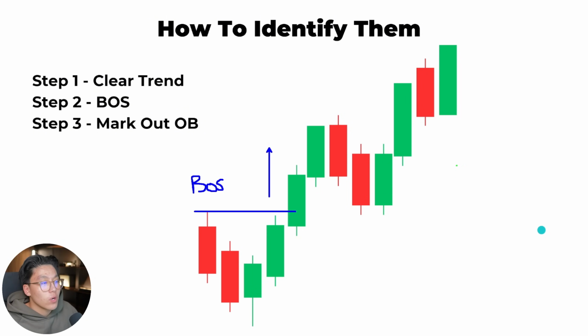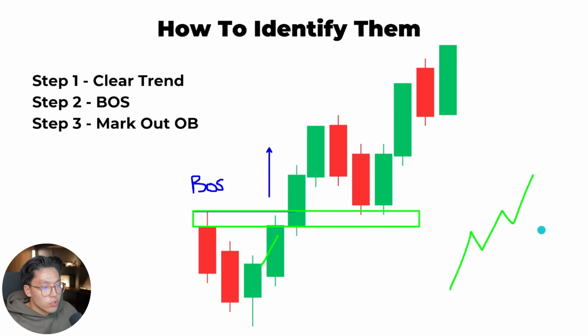So in this case, we're in a clear uptrend towards the upside. Now we can mark out our down close candles. I'm going to show you how to draw order blocks here in a second. But as you can see, price is pushing towards the upside. We're now coming back down to retest our key area, which also coincides with our order block as well. You can see price is now continuing back towards the upside.